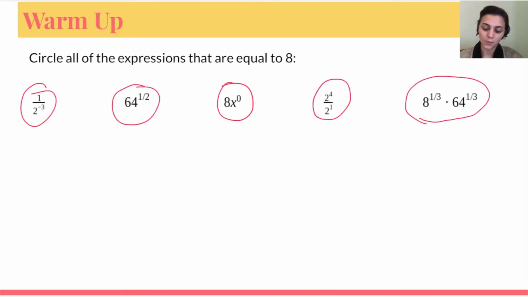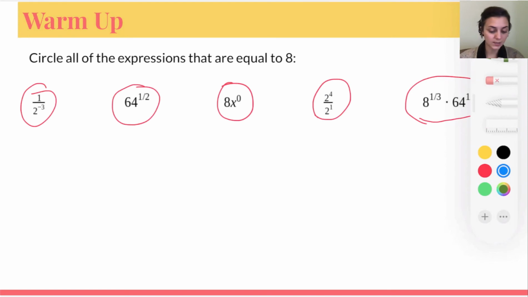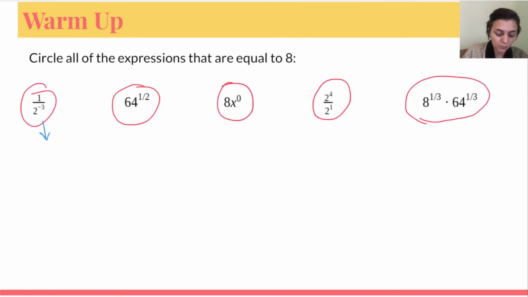Let's look back at the warm-up to understand how all of these are equal to 8. So this negative power, I could rewrite this as a positive power by moving it to the numerator. So that's 2 cubed, and 2 cubed is 8.